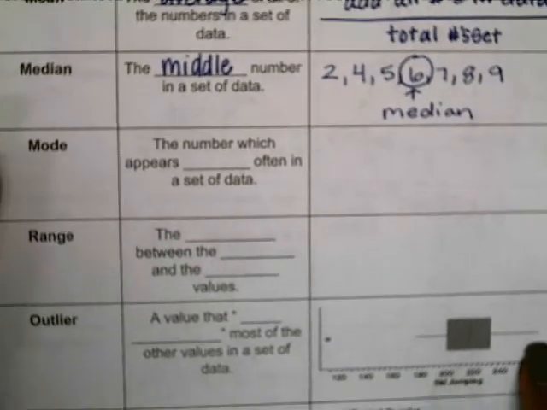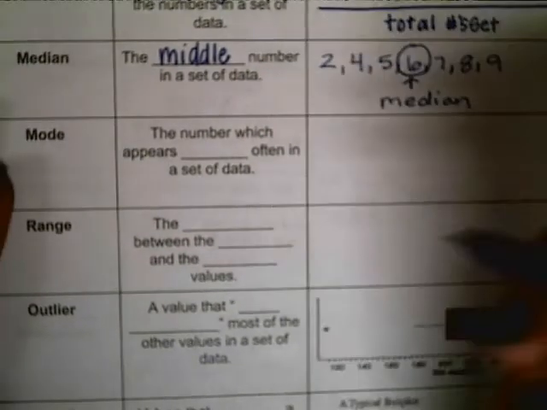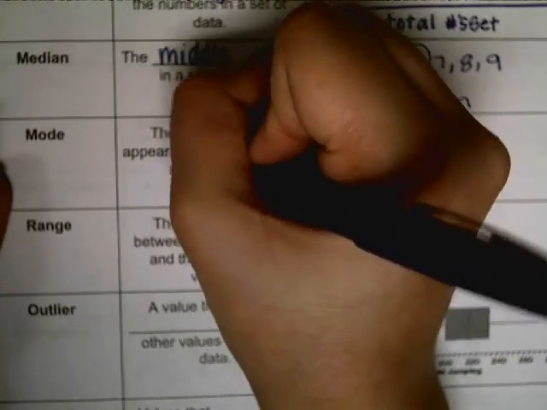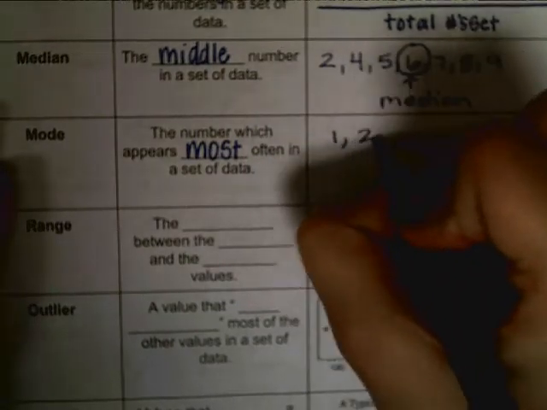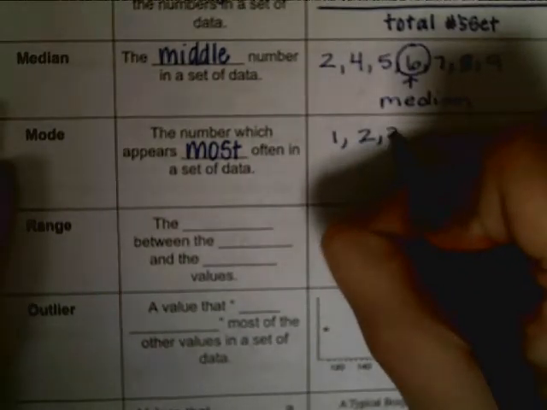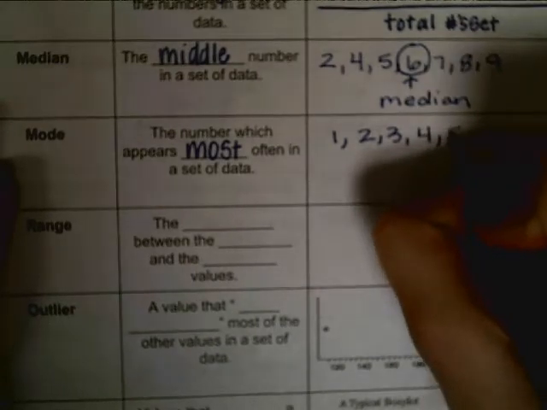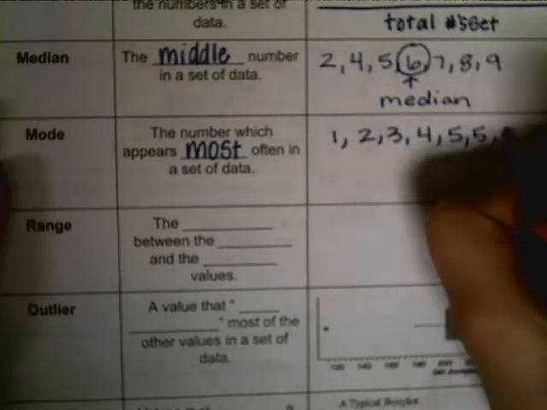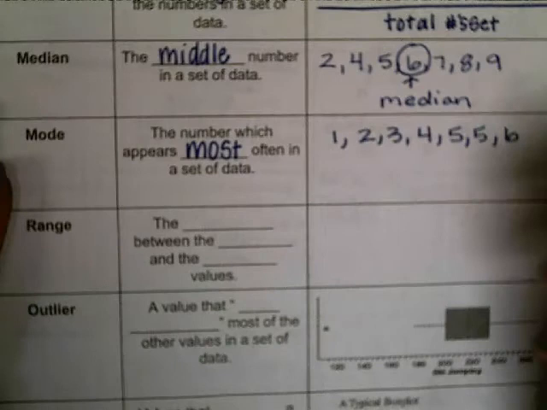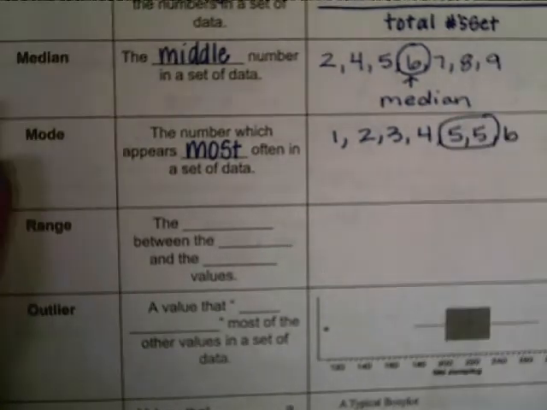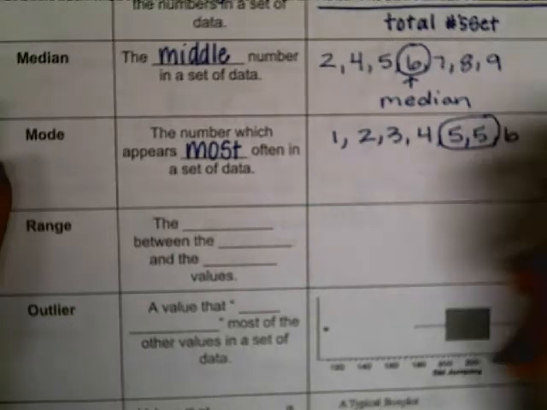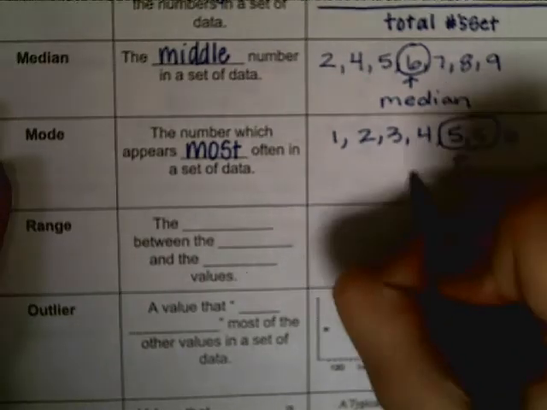Mode, the number which appears most often in a data set. So for example, if you had 1, 2, 3, 4, 5, 5, and 6. 5s are seen most often in this data set. 5 is the mode.